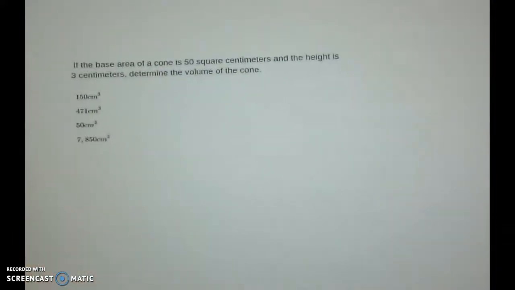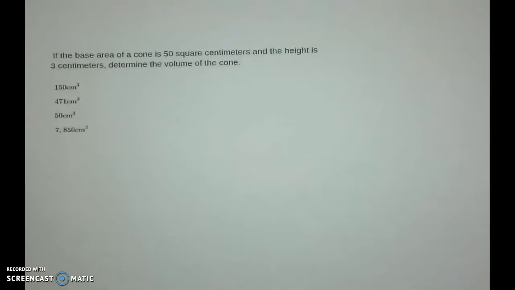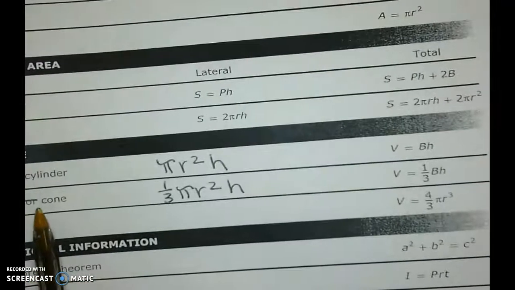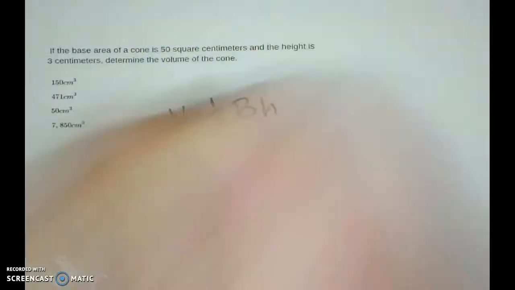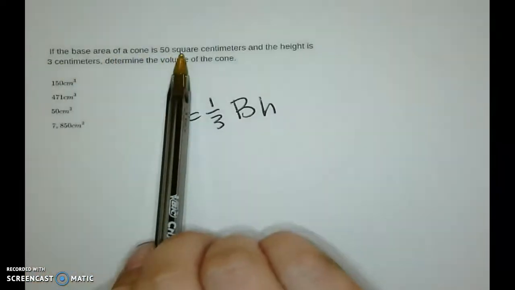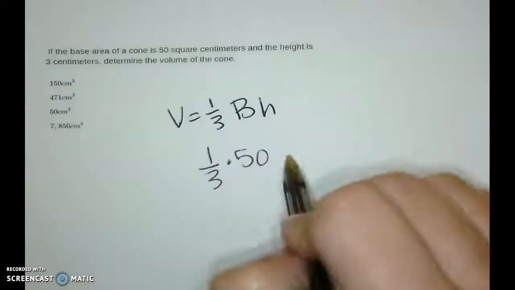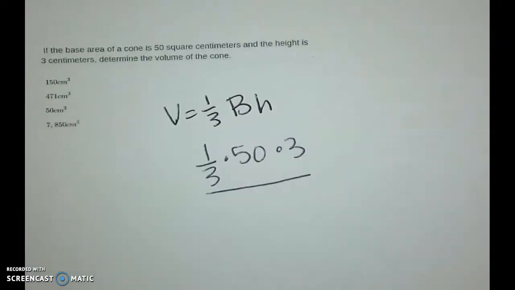All right, I want to look at this question. It says, if the base area of a cone is 50 square centimeters and the height is 3, determine the volume of the cone. So base area is the same thing as area of the base. So that means I'm using the cone formula, but I'm going to use this one right here. So V equals 1/3 big B times H. Okay? Now let's start replacing numbers. If the base area of the cone is 50, so that means B is 50, and the height is 3, so times 3. I want to know the volume. So whatever you type is your volume.